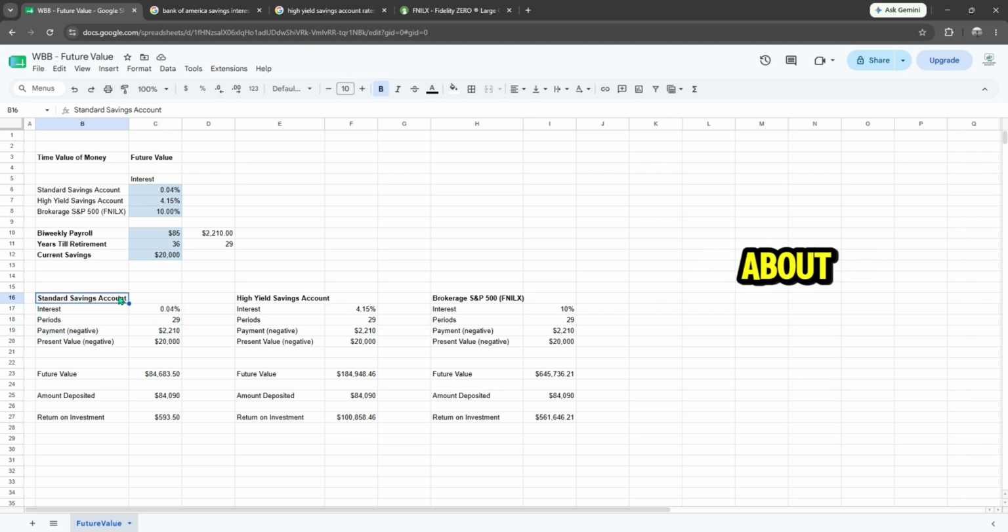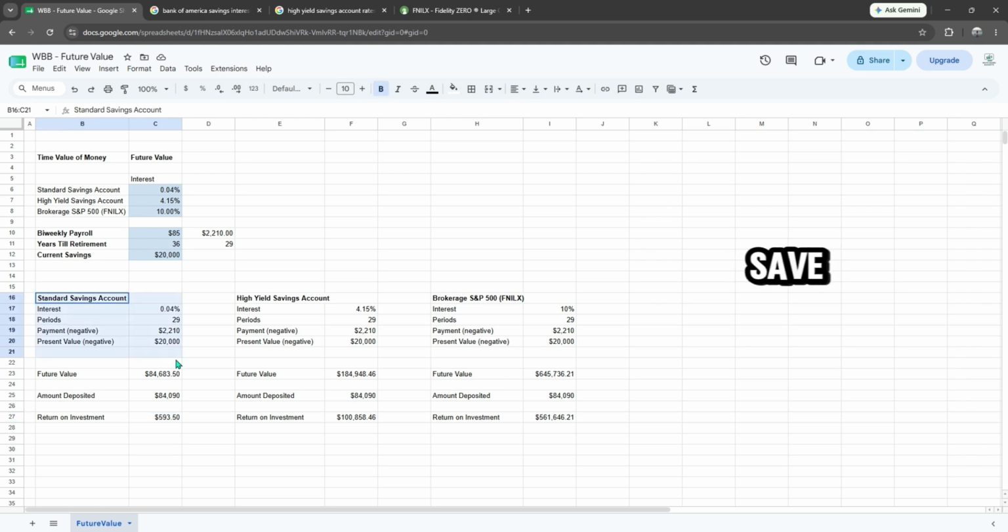But we're talking about growing money for retirement. This just doesn't cut it. So let me explain why. Down here on line 23, I have what the value is going to be in the future: $84,683.50. This is the total amount deposited based on the number of periods, the current savings, and your payment. You've only made $593 on this.